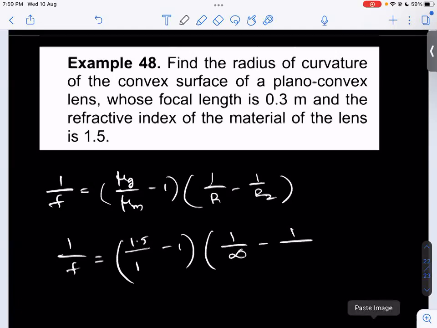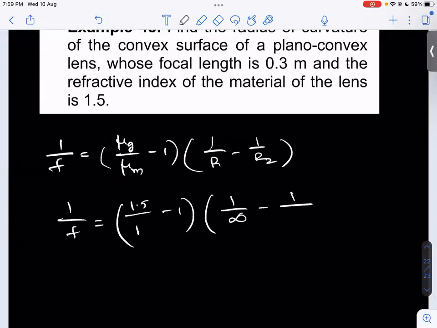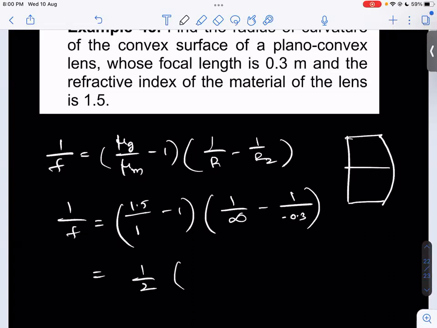It depends on which side you're taking. So whose focal length is 0.3. So focal length of a convex lens, is it negative or positive? So plano-convex. So for which focal length will be negative? So minus 0.3. So 1.5 minus 1 is half. Half into 1 by 0.3 is 10 by 3.